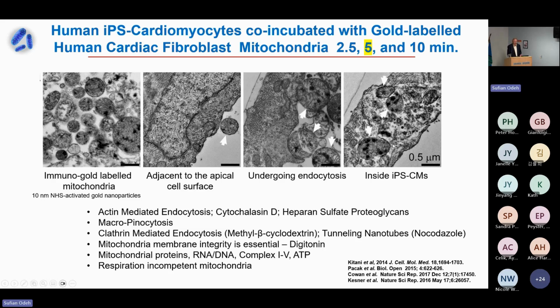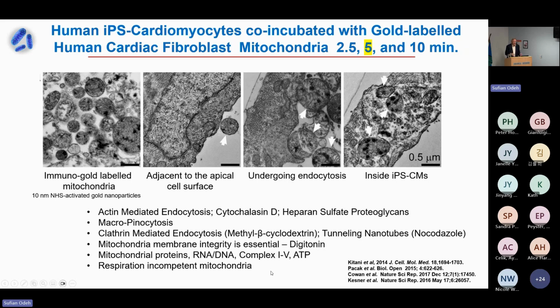And you can inhibit this by using cytochalasin D. It stops actin-mediated endocytosis. There may be a little bit of macropinocytosis going on here, but it's the same thing, essentially engulfment, entrapment, the mitochondria go in. But as I said earlier on, the mitochondrial membrane has to be intact. If you punch little holes in it with digitonin, it won't go in. Same thing with mitochondrial parts.